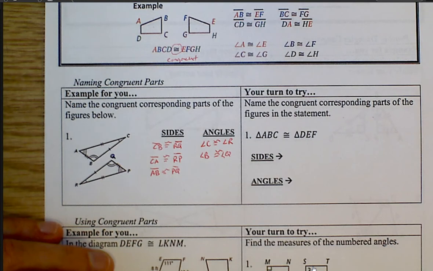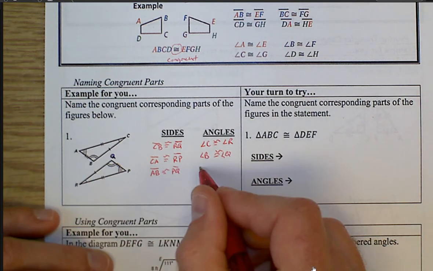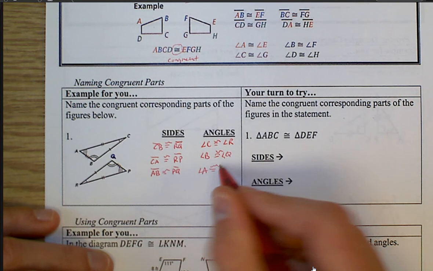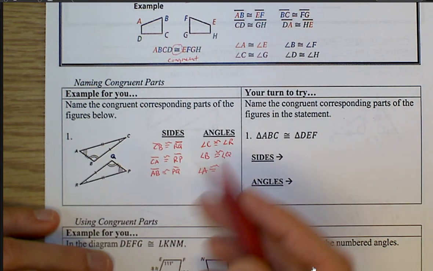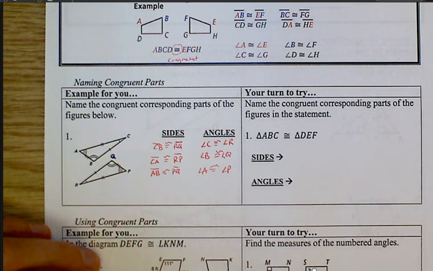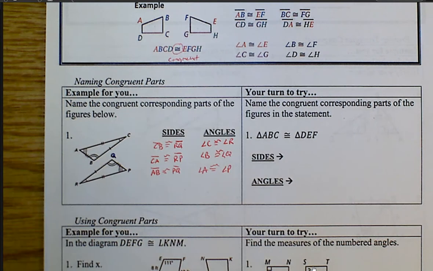Last one, what has 3 swoop marks? Angle A. And what's angle A congruent to? The one that has 3 over here, which is angle P. Okay, so everything matches up. It's a little meticulous, but that's the way you have to do it.